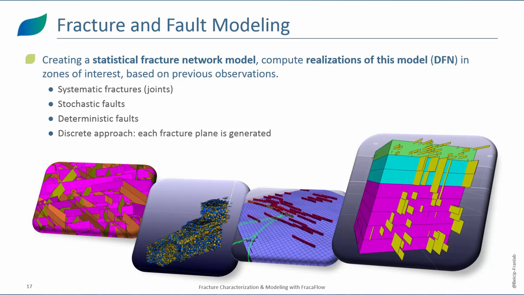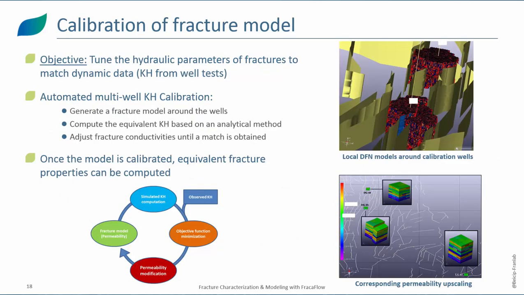Once you have computed your final DFN, it can be exported and used in the calibration or upscaling step. The calibration step is quite unique to FracaFlow. The objective is to tune the hydraulic parameters of fractures in order to match dynamic data, which is KH from well test. In your conceptual model, the geological properties are okay, but the conductivity is in general poorly known.